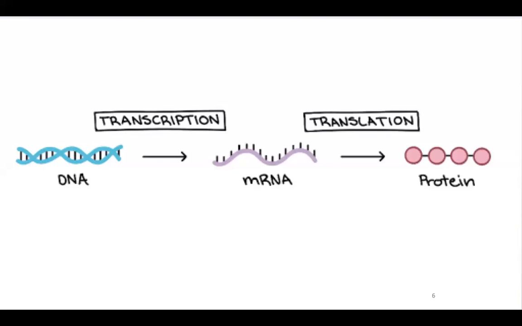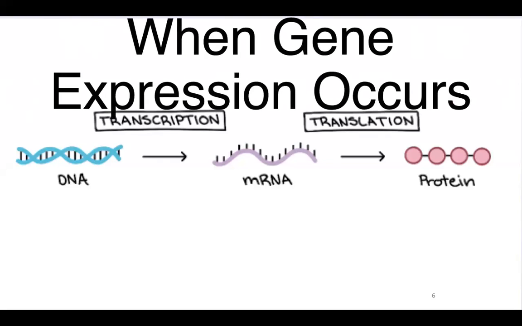So again, gene expression occurs in two steps, which are the two steps that we looked at in the last chapter. That is transcription, making RNA from DNA, and translation, making protein from RNA.